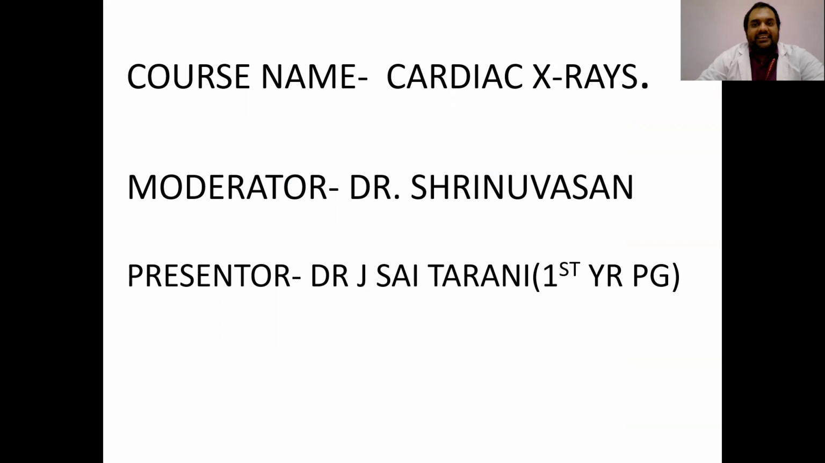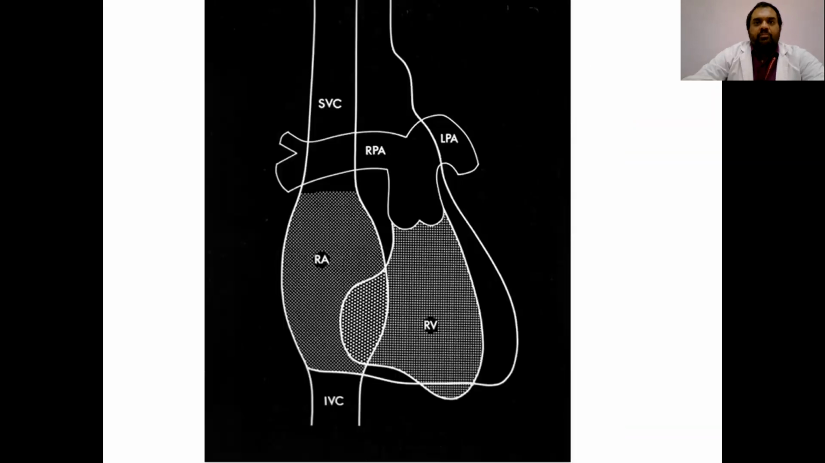Today's topic is cardiac X-rays. First, we will discuss the normal line diagrams, or basics of cardiac X-rays.